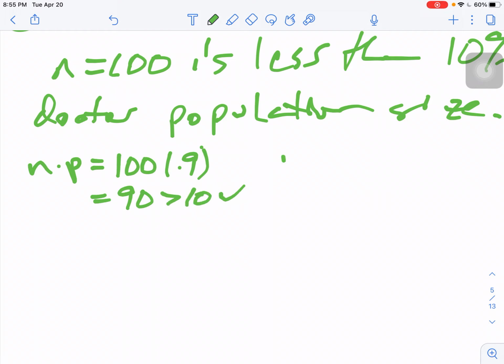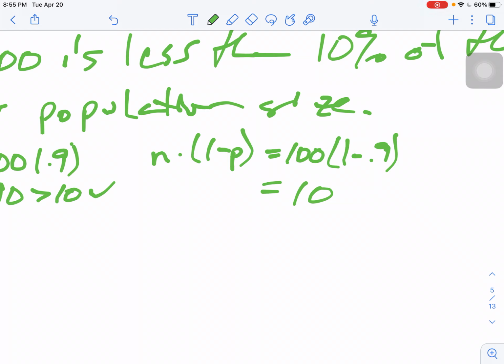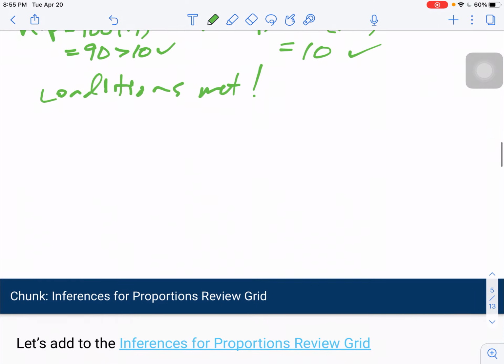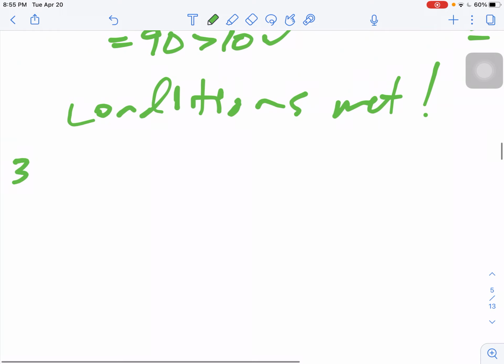That is another check. And then n times 1 minus p. So this is 100 times 1 minus 0.9. So that ends up being 0.1. So this is actually 10, right? It's equal to 10. That is allowed. It's greater than or equal to. So we're kind of right on the border there, but we are able to meet the conditions here. So we'll say conditions met.